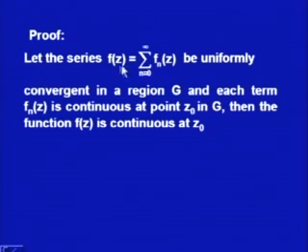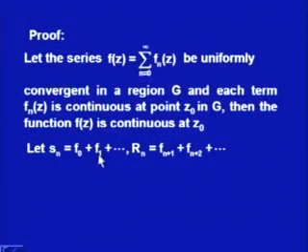Let the series f(z) equal the summation n equal to 0 to infinity of f_n(z) be uniformly convergent in a region G, and each term f_n(z) be continuous at a point z naught in G. Then the function f(z) is continuous at z naught. So, we first prove this result and then we will prove the term by term integrability. Let us consider S_n equal to f_0 plus f_1 and so on, that is the sum of the first n terms, and the remainder term is f_{n+1} plus f_{n+2} and so on.